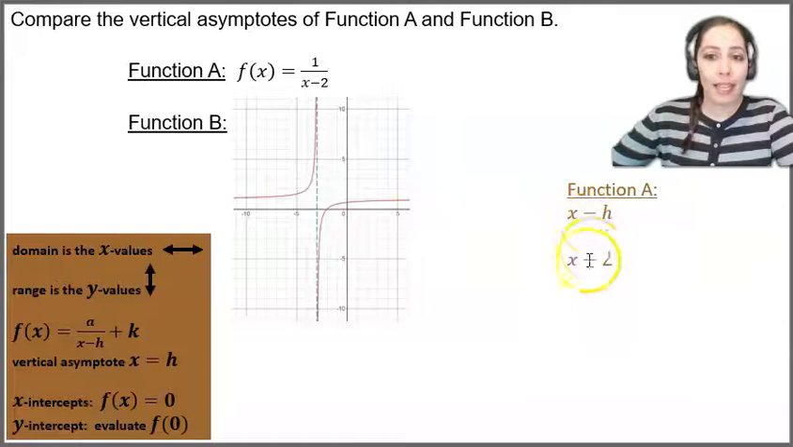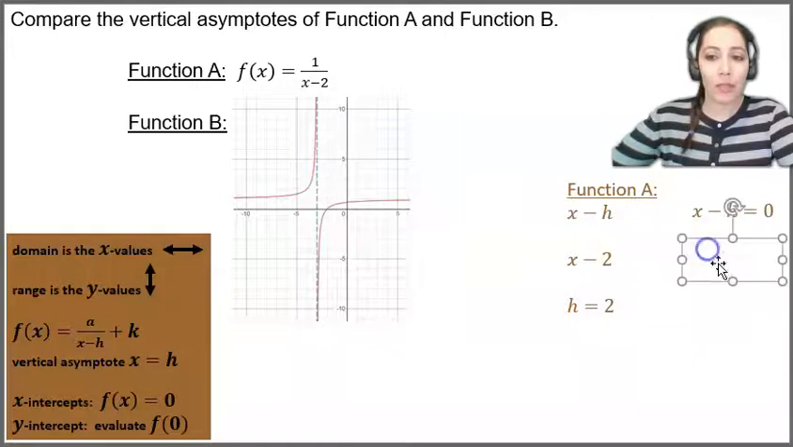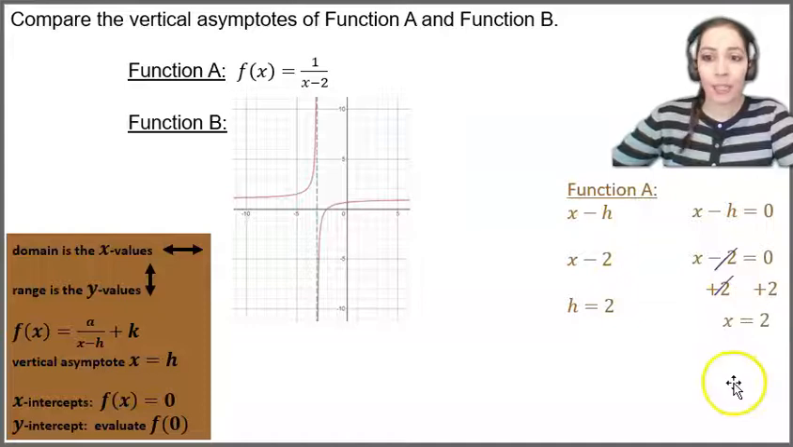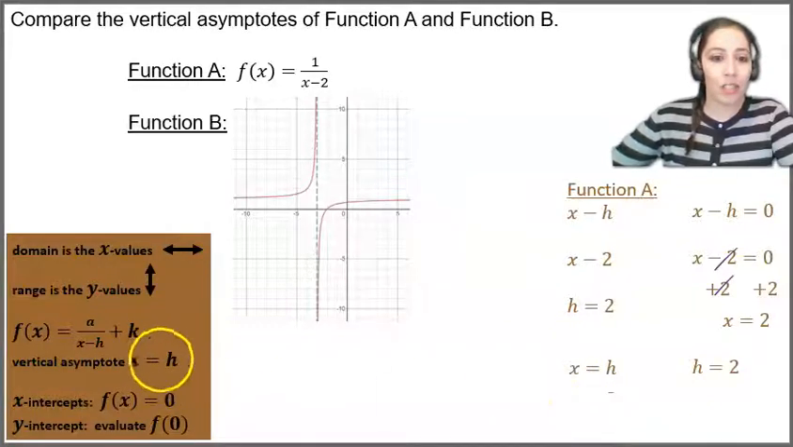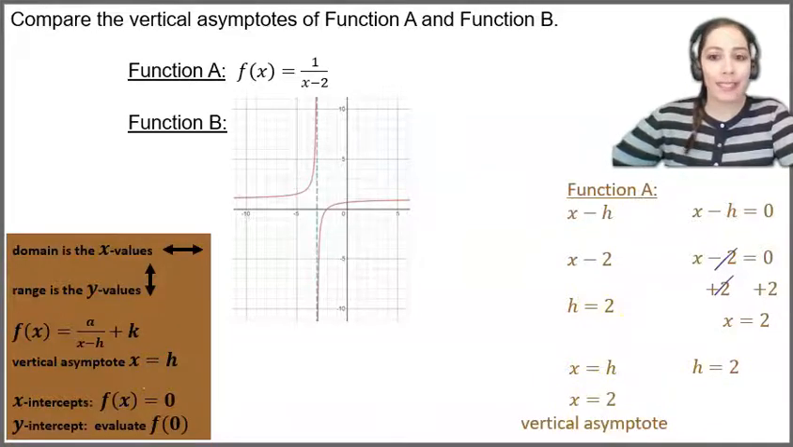Now, once you have it in the x minus form, you just cover up the x minus, whatever is left, that equals h. Now, the other way you can do it is take the x minus h and set it equal to 0. So I would take my x minus 2, set it equal to 0, and then solve. So I would add 2 to each side. The 2's would end up canceling out on the left, and I would get x equals positive 2. So that is also how I can get h equals 2. So since I know that x equals h is the vertical asymptote and h equals 2, my vertical asymptote is at x equals 2 for function a.